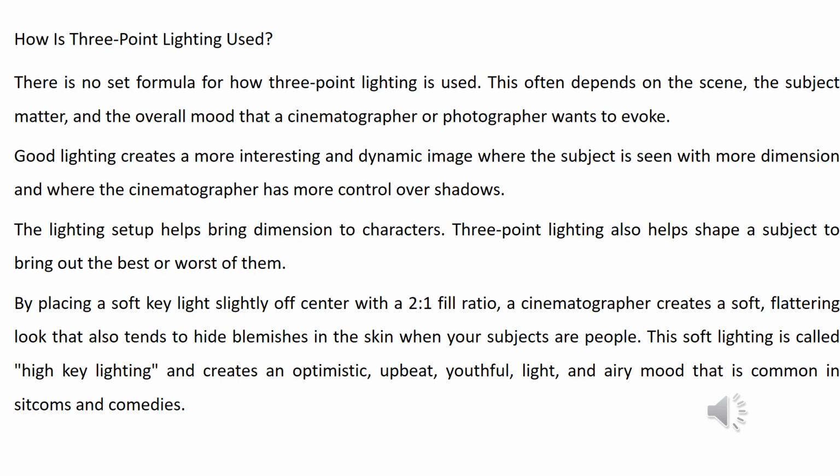Three-point lighting also helps shape a subject to bring out the best or worst of them. By placing a soft key light slightly off the center with a 2:1 fill ratio, a cinematographer creates a soft, flattering look that also tends to hide blemishes in the skin when your subjects are people. This soft lighting is called high key lighting and creates an optimistic, upbeat, youthful, light and airy mood that is common in sitcoms and comedies.